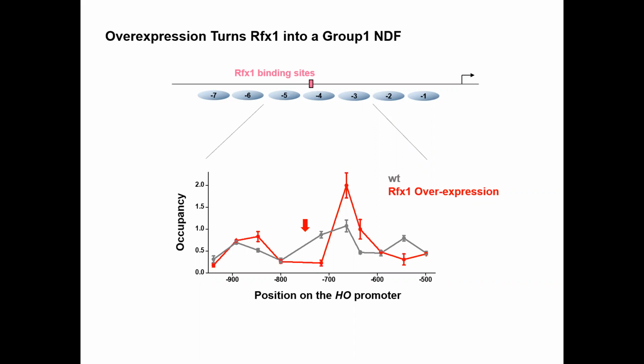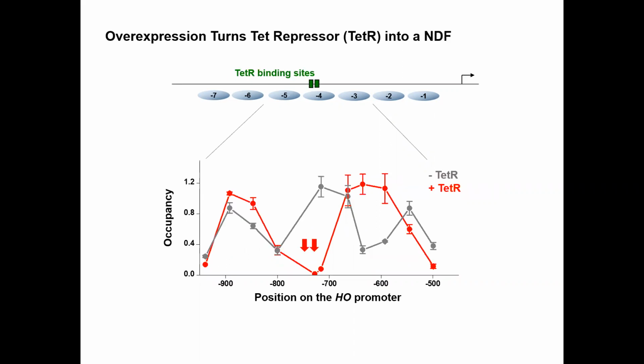We can even do this with bacterial proteins. This is TetR, Tet repressor. When we overexpress that in yeast, it actually can displace nucleosome near its binding site. And remember, this is a bacterial protein, so it has never seen a nucleosome throughout evolution. The fact it can displace nucleosome inside the cells gives a clear indication of the mechanism of nucleosome displacement. But I'll talk about that a bit later.